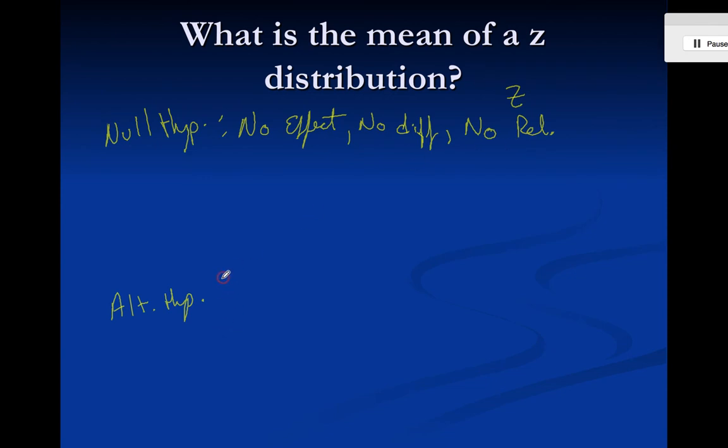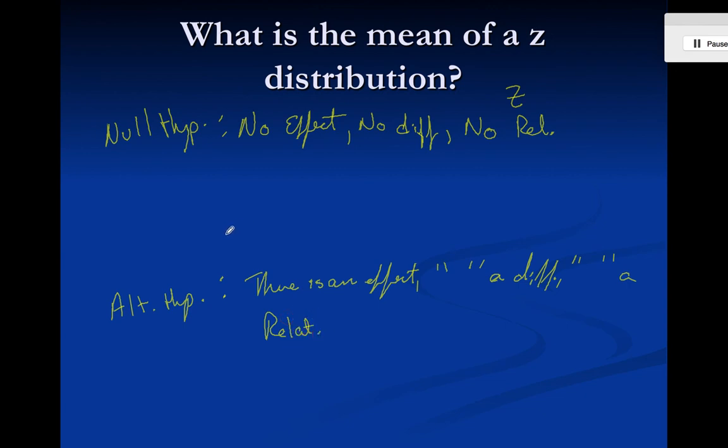The alternative predicts the opposite of the null. That's why we called it the alternative, right? Again, creative day in the naming process in statistics. Alternative hypothesis, we say there is an effect. There is a difference, right? And there is a relationship. Okay?